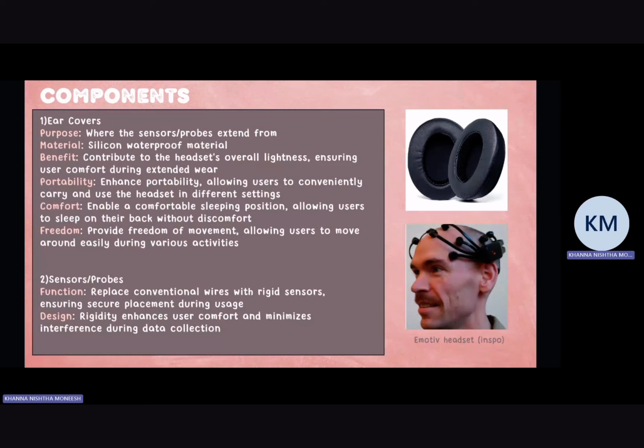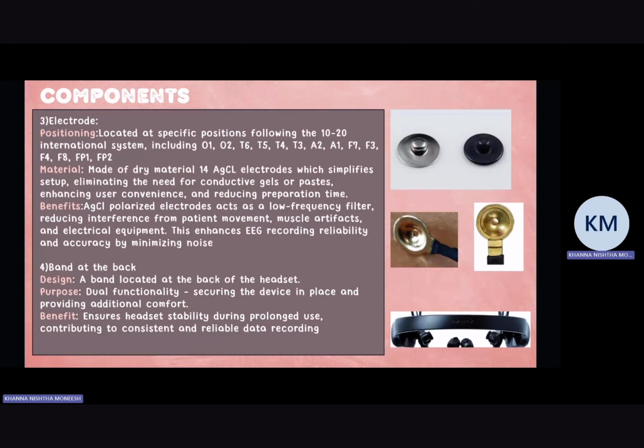The sensors/probes are components which replace the traditional wires in the headset. They're designed to be rigid, ensuring that they stay securely in place during testing. This rigidity also helps minimize interference during the collection of data. The next component is electrodes.